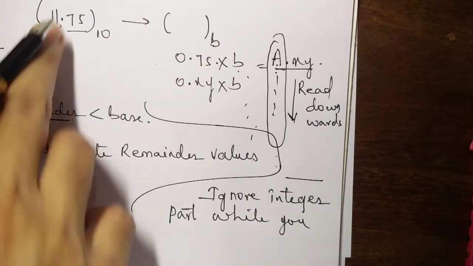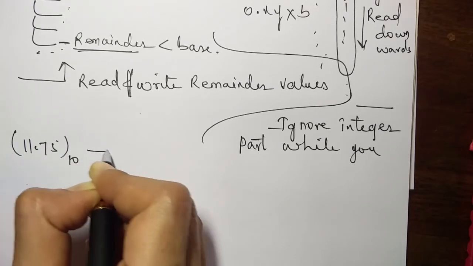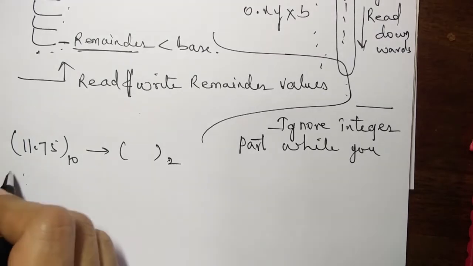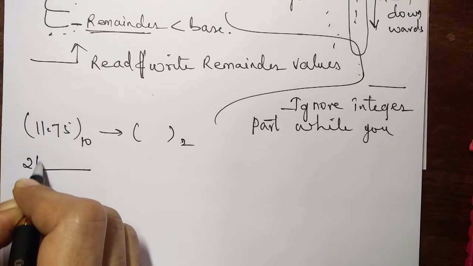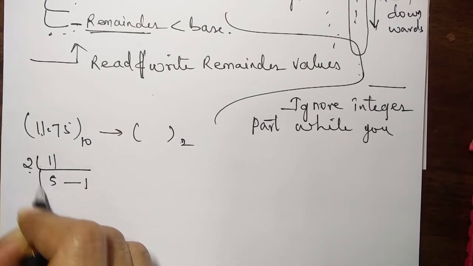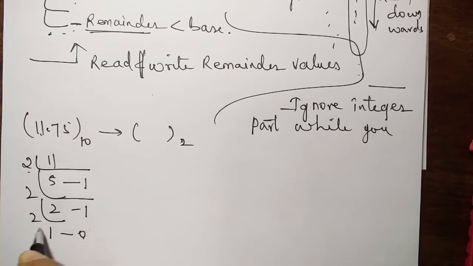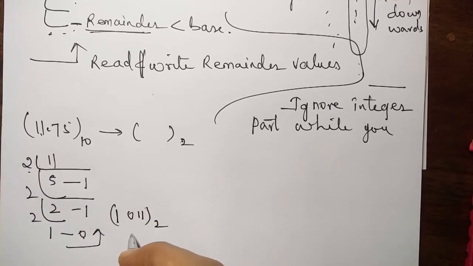So let me take an example, the same example here. 11.75, a decimal number, and I am trying to convert it into binary. Binary base value is 2. So perform successive division on the integer part, and the integer part here is 11. 2 5s 10, you will get a remainder 1. 2 2s 4, you will get a remainder 1. 2 1s 2, you will get a remainder 0. 0 is less than the base value 2. So read upwards. What you will get? 1 0 1 1. This is the equivalent value of 11 in binary.